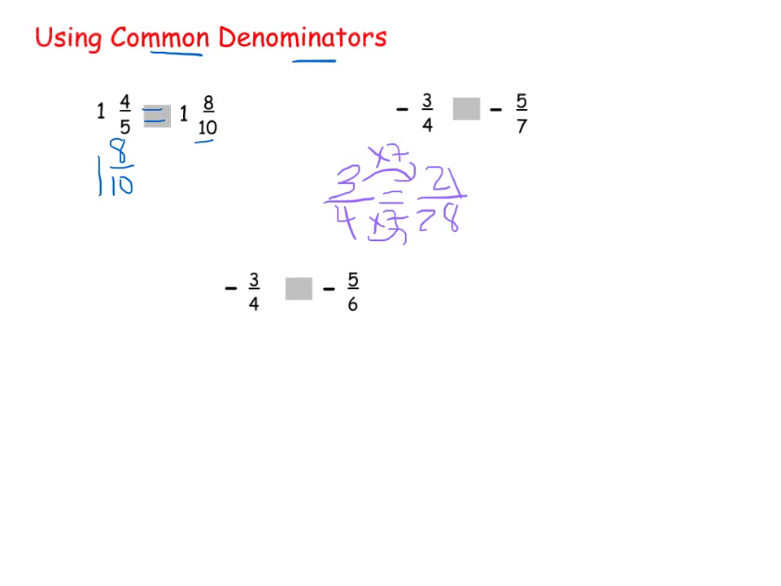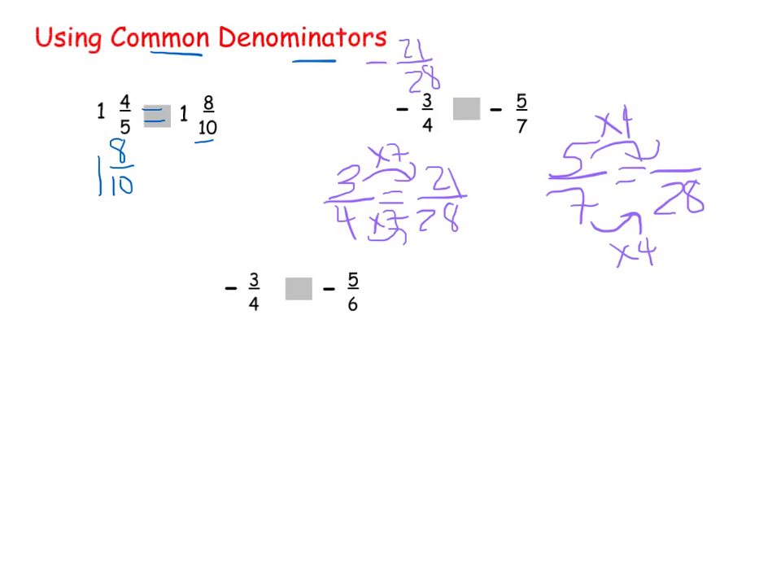So on the left side, I have a -21/28. Then on the right side, I need to convert 5/7 to have a common denominator of 28. So 7 times 4 will give me 28. 5 times 4 will give me 20. So on the right-hand side, I have negative 20 over 28.